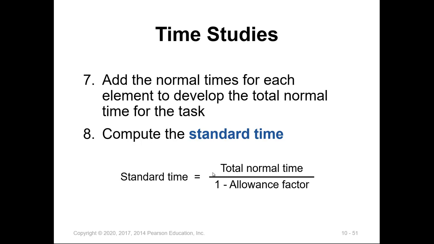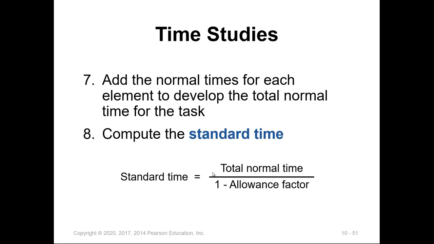Then we add the normal time for each element to develop the total normal time for the task. To compute the standard time of the task, we divide the total normal time by 1 minus the allowance factor, which is a factor that allows for personal needs such as using the restroom, using the water fountain, or unavoidable delays or worker fatigue.